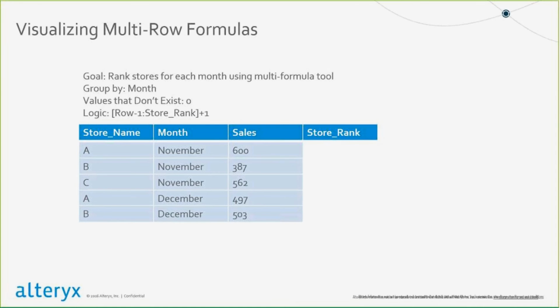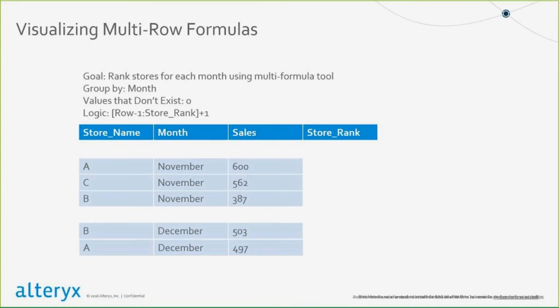So the first thing we want to do is sort so that our sales are descending, and we're going to group it into months. So we have 3 stores for November, and we're going to have 2 stores for December. And now we want to apply the rank. Store A in November with sales of 600, we want a rank of 1. Then store C is going to be 2, and store B is going to be 3. And then in December, store B is going to be 1, and store A is going to be 2. So we're just going to start counting over again for each month.